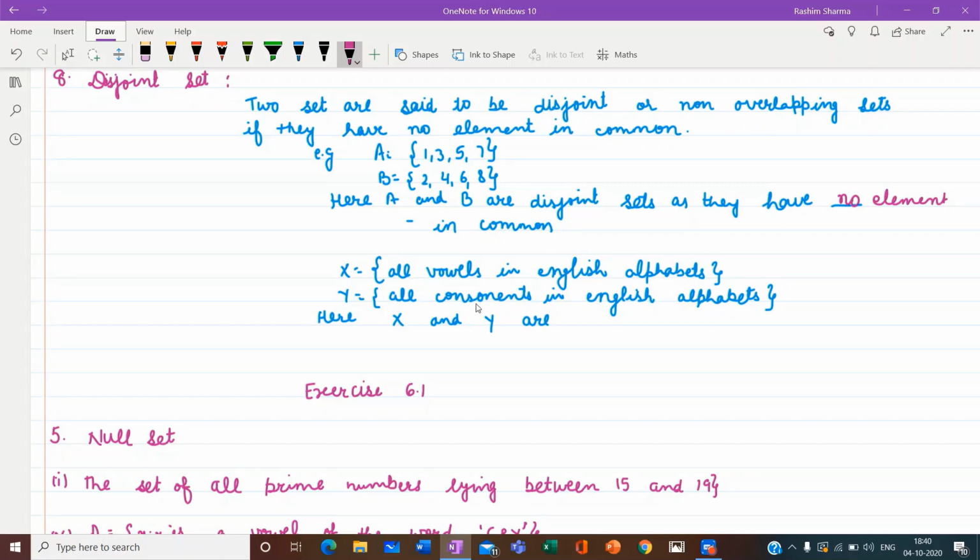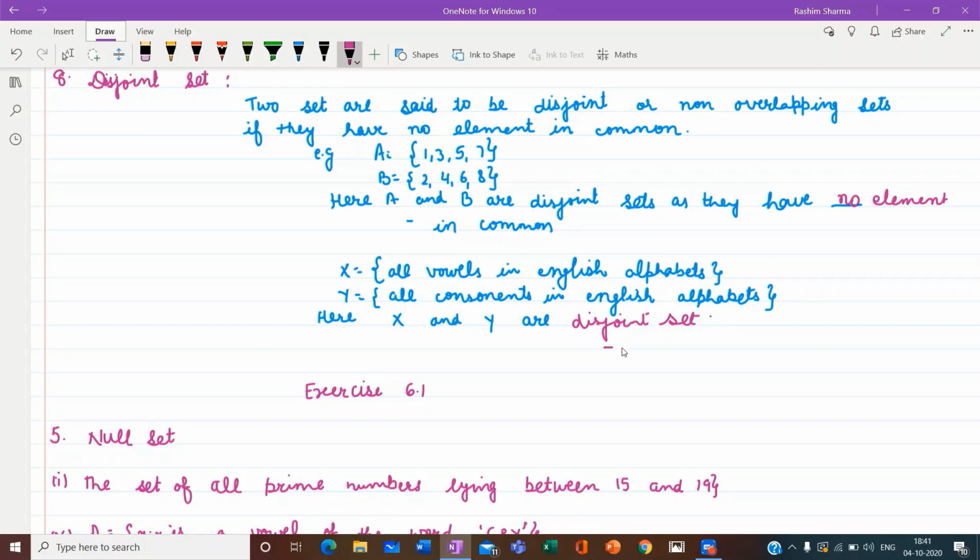Alright, let us take another example. X, all vowels in the English alphabet, and Y, all consonants in the English alphabet. Here also X and Y are disjoint sets. These are disjoint sets because there is nothing common between vowels and consonants.